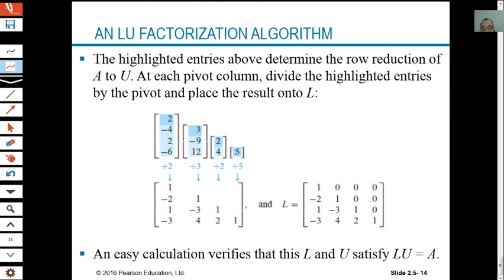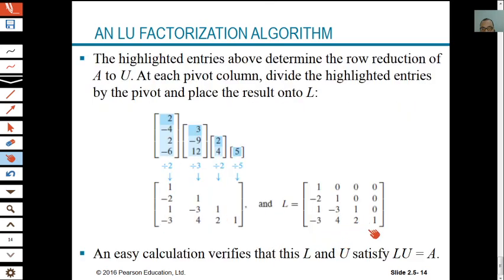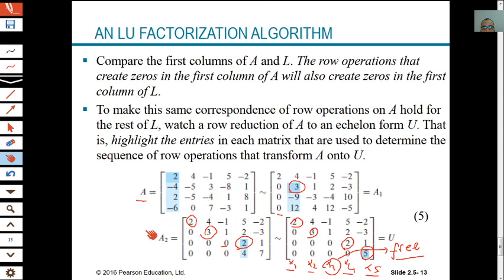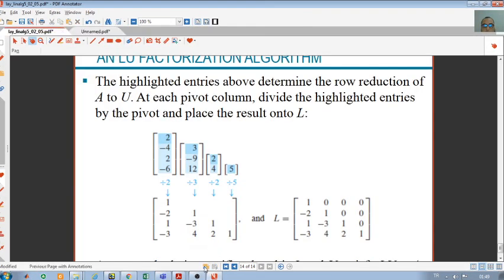So you see the matrix L here, like this one: minus 3, 4, 1, 2. An easy calculation verifies that this L and U satisfy this equality. When we multiply the matrix L and the echelon form of A, we get A itself. Okay, this is the method, this is the operation for finding L and U, which are the factors of the matrix A. Okay, thank you very much for listening.